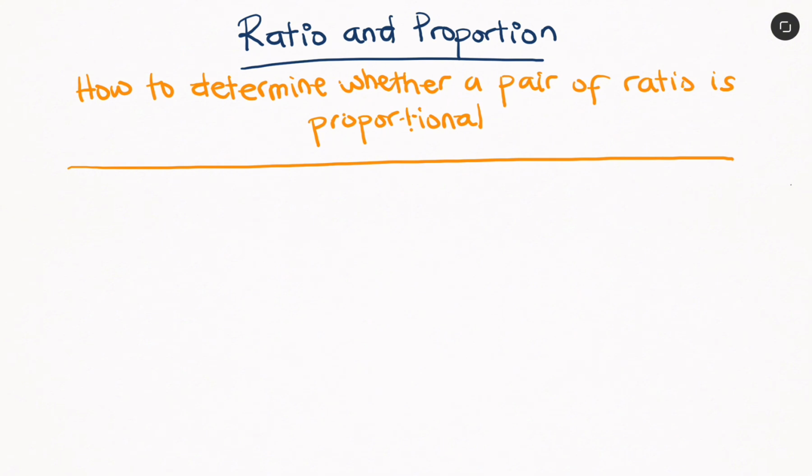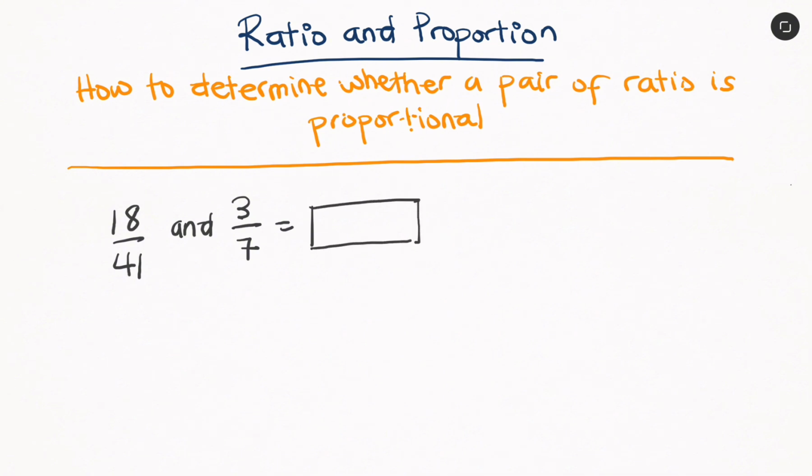So number 3, I have 18/41 and 3/7. I am to determine whether they are proportional or not. As always, my answer is either yes or no. Now if I look at this, I have 3 and 7. Okay, so 3 and 7, this is the simplest form that it can go. No number can further simplify them, so we will leave that.